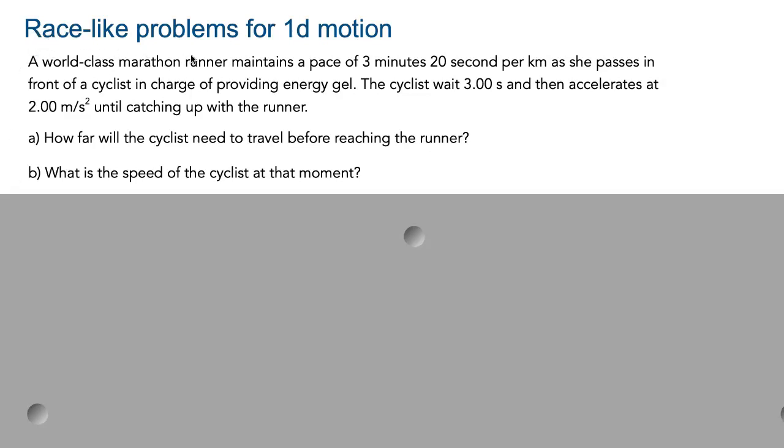A world-class marathon runner maintains a pace of 3 minutes 20 seconds per kilometer as she passes in front of a cyclist in charge of providing energy gel. The cyclist waits 3 seconds and then accelerates at 2 meters per second squared until catching up with the runner. Part A, how far will the cyclist need to travel before reaching the runner? And part B, what is the speed of the cyclist at that moment?